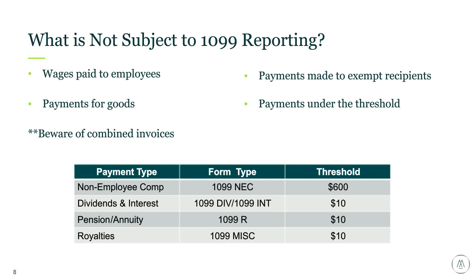The non-employee compensation threshold is $600. You'll notice there is a form type on here that's new: the 1099-NEC, non-employee compensation. We'll talk about that in a few slides. Dividends and interest have a $10 threshold for the year. Pension and annuity payments have a $10 threshold, and royalties on the 1099-MISC are also a $10 threshold. When we talk about traditional 1099-MISC payments, generally the threshold is $600, but there are some exceptions, such as royalties, which would be $10.